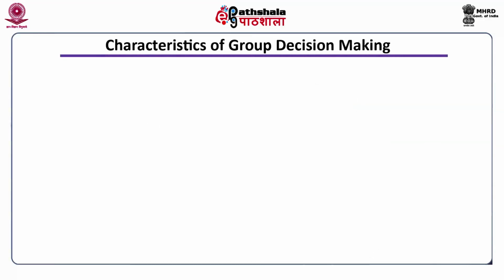Now let us discuss the characteristics, or we can say features, of group decision making. So group decision making requires two or more persons. It is clear that group decision making requires a group to take any decision. So it means that group decision making does not involve a decision taken by any individual, rather it involves the participation of two or more members for decision making.